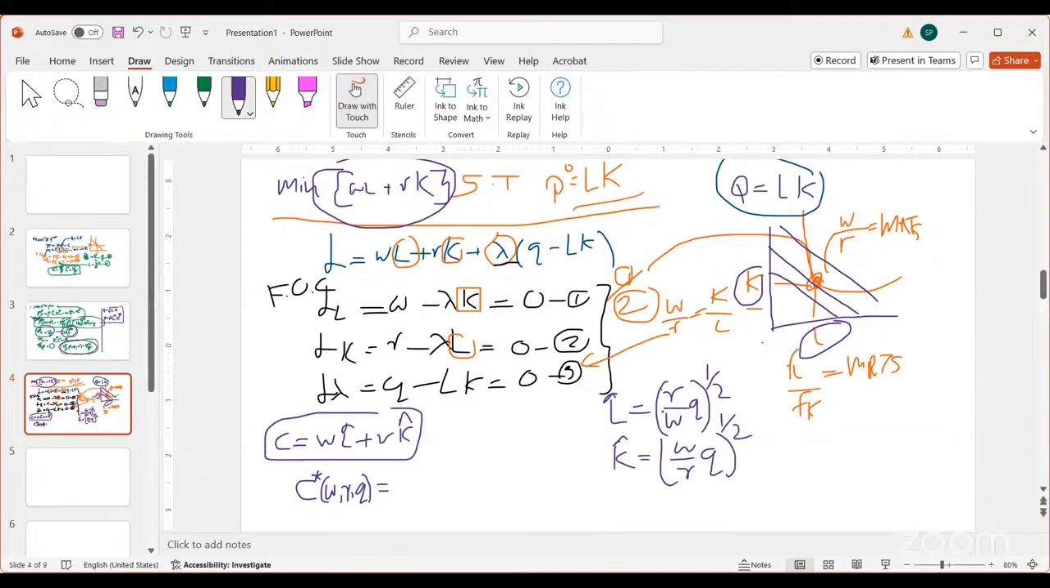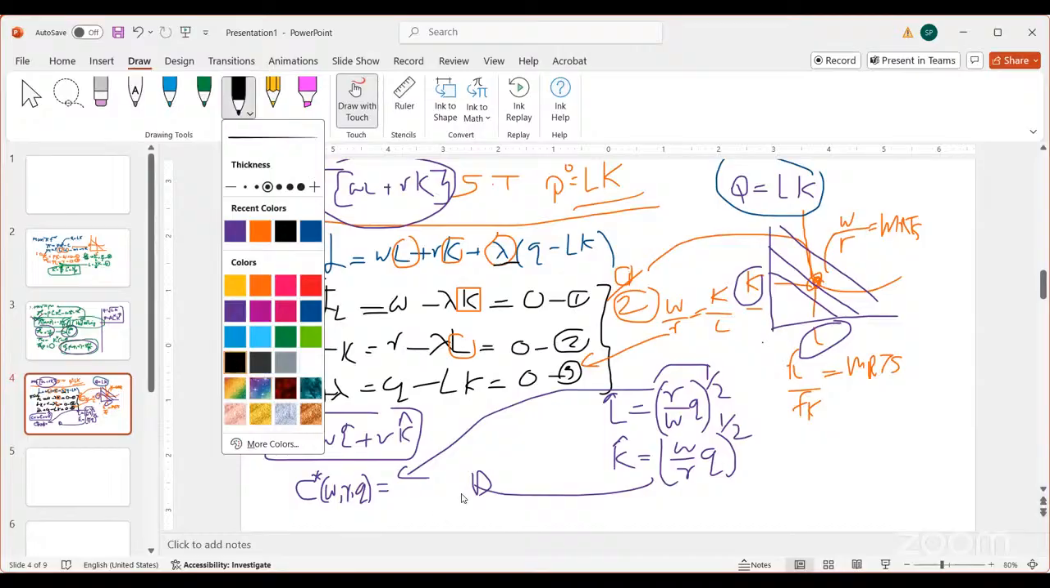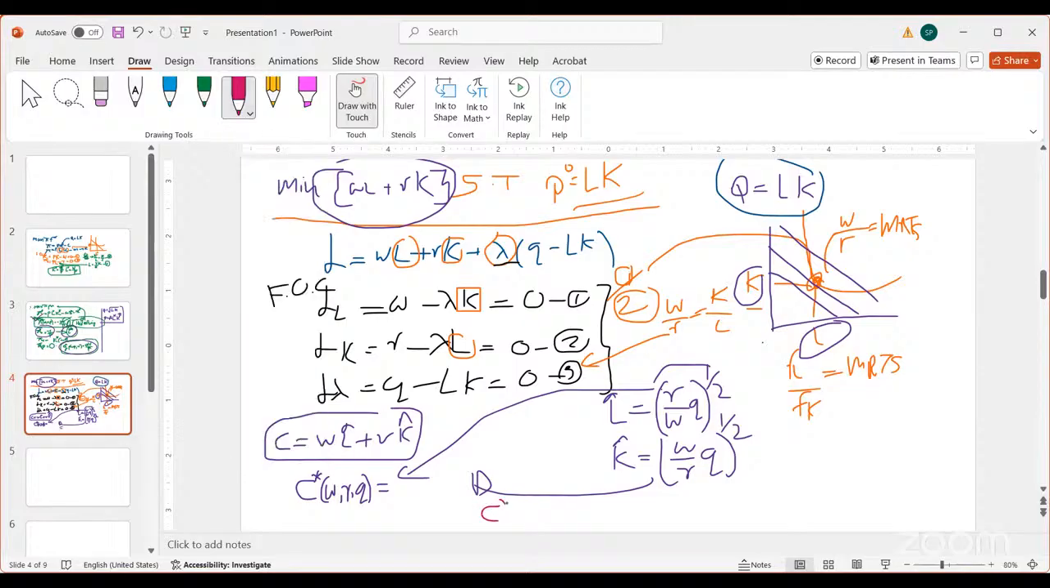In this particular exercise, you plug in the values here. Here also you can plug. With that, ultimately you get, for this example, the minimum value cost function, which I denote as C star.